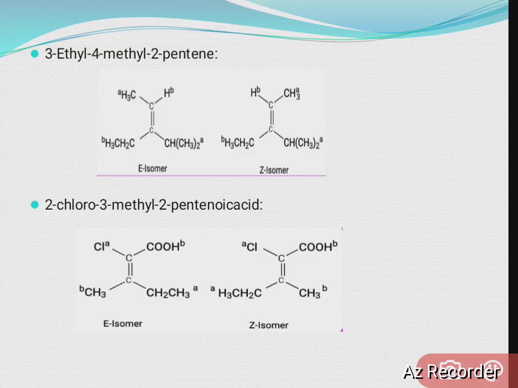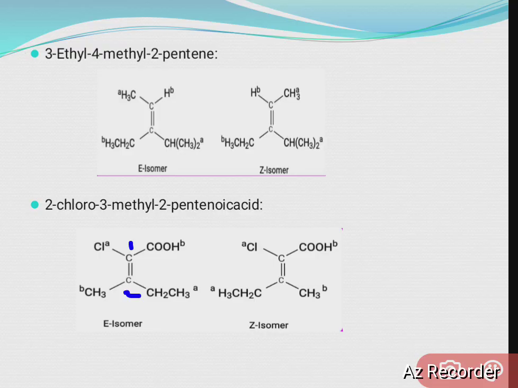Okay. Next, coming to the next example, 2-chloro, 3-methyl, 2-pentenoic acid. Okay, these are the given structures. See here how you are going to classify these. Here, considering this carbon as the first carbon, and this carbon as the second carbon involved in the double bond. Okay, these are not according to the IUPAC names. These are just for our namesake to represent these isomers.